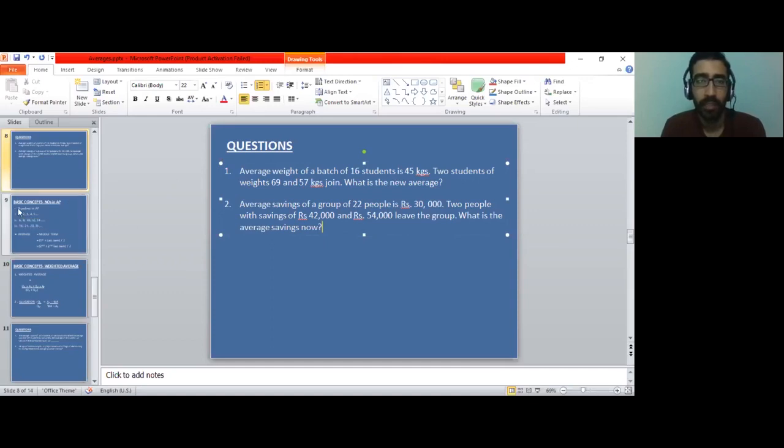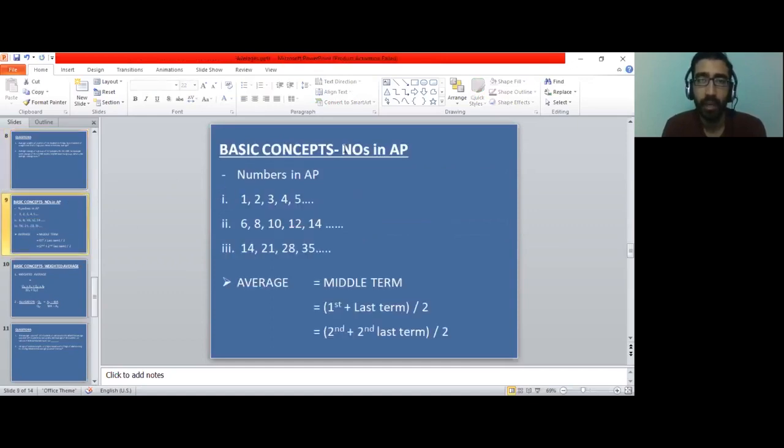Let me know if you guys have any doubt. Else we'll solve more questions on this concept. It's an incredibly useful concept. I have to say that, because even questions on mixtures and alligation can be solved if you just focus on the extra part. But let's just talk about numbers in AP first.